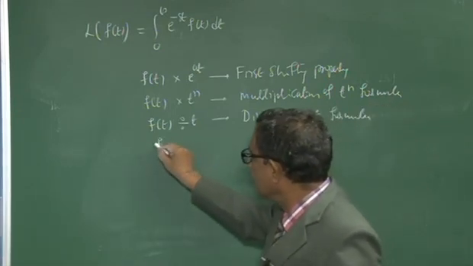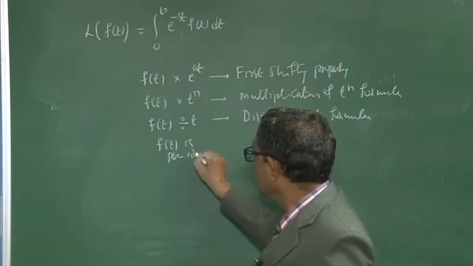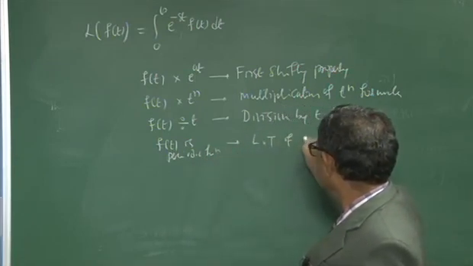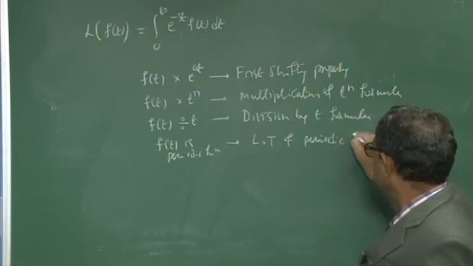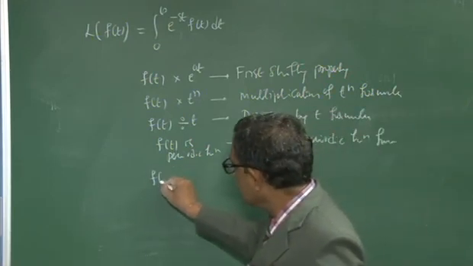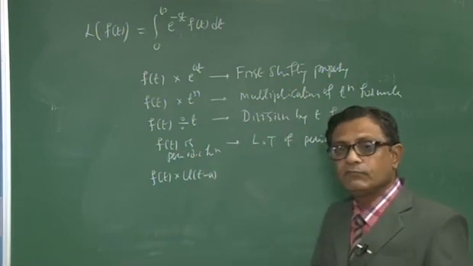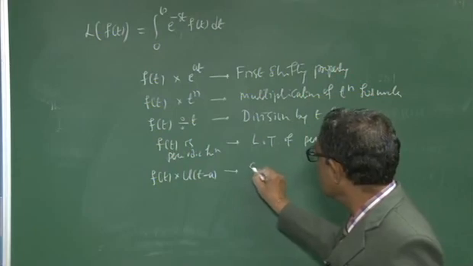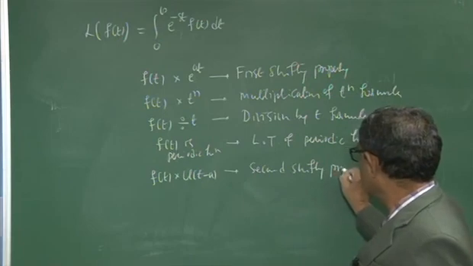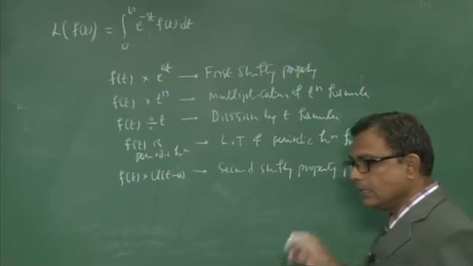If the function f of t is a periodic function, you can use the Laplace transform of periodic function formula. If the function f of t is multiplied by the unit step function, you can use the second shifting property formula. You can easily identify it.